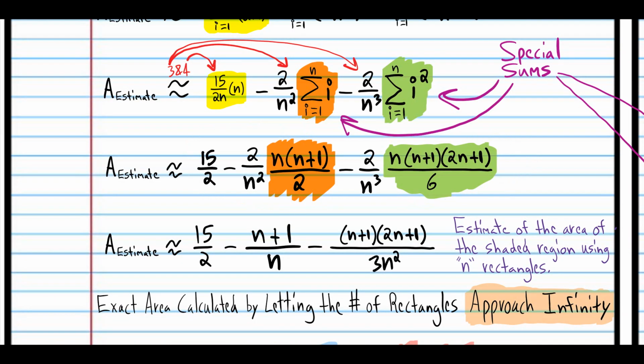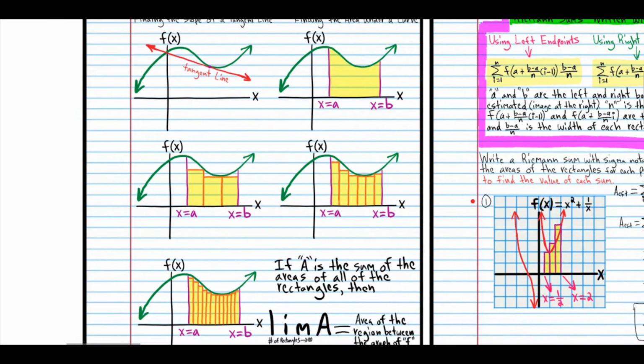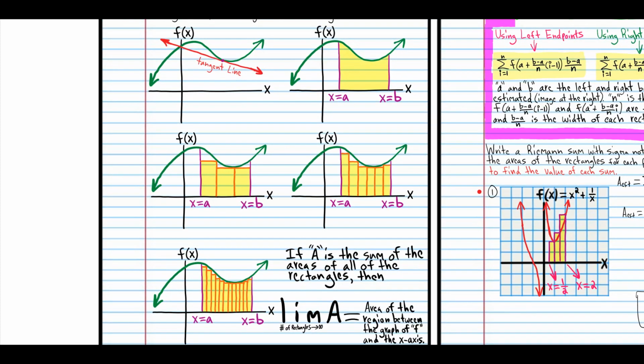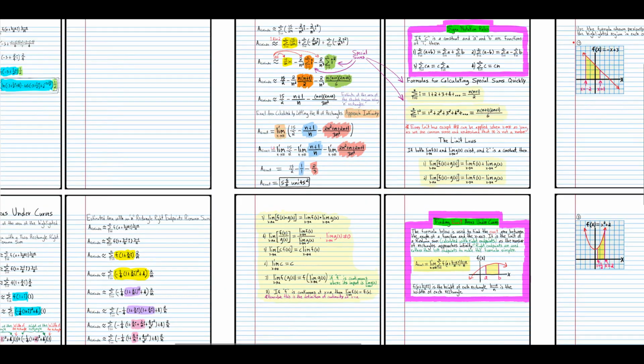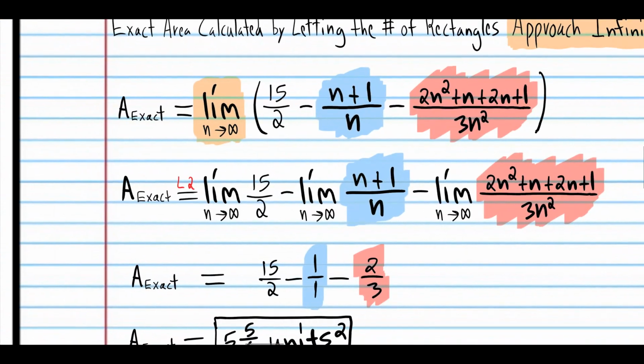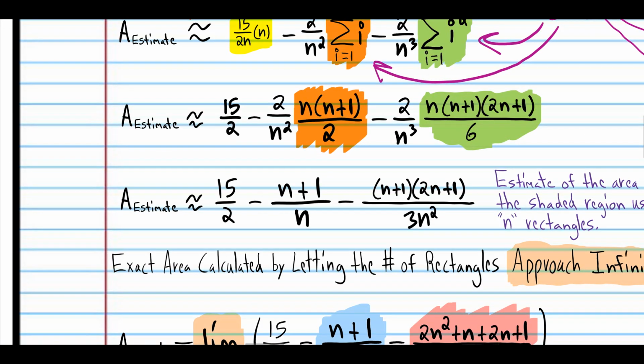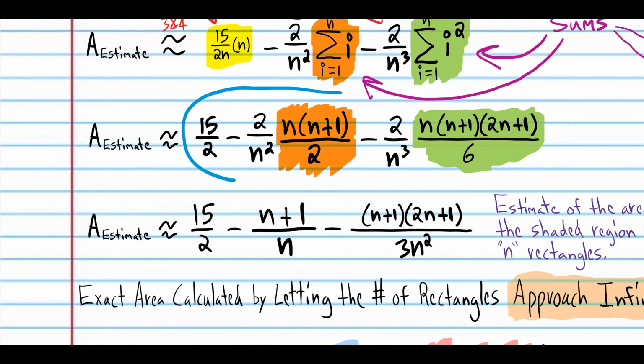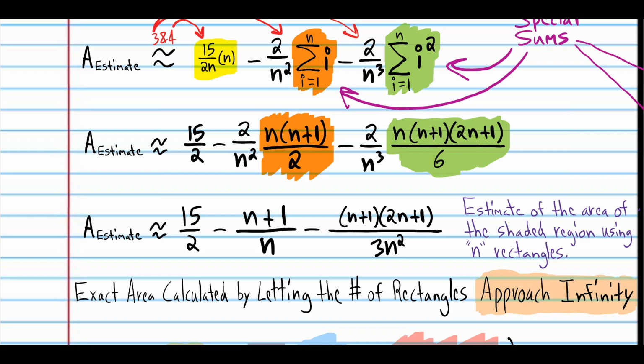So if we want to use 10 rectangles, we just plug in 10 for n. If we want to use 1,000,000,000,000 rectangles, we just plug in 1,000,000,000,000 for n. And obviously if we use 1,000,000,000,000 rectangles, we're going to have a better estimate, right? Again, remember what we showed here. The more rectangles you have, the better the estimate of the area. So this is a very, very powerful expression that we just came up with. But let's simplify a little bit.